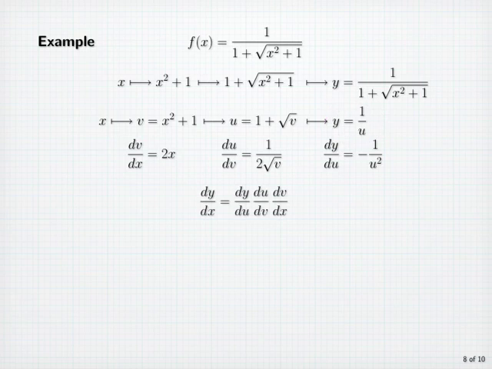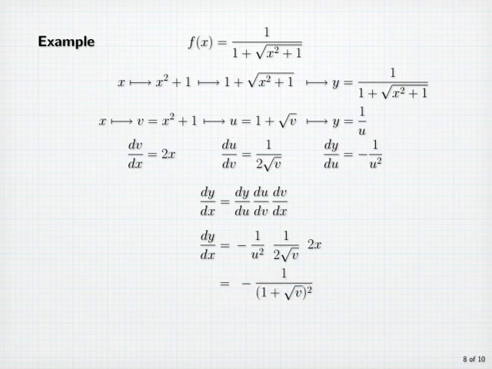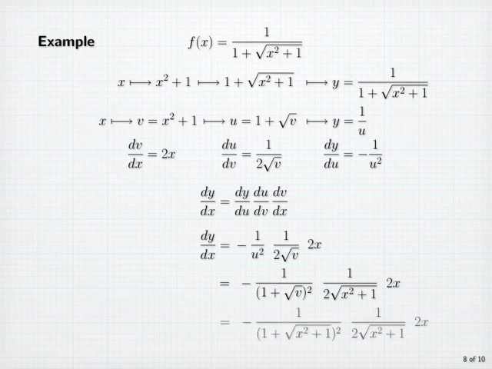So, chain rule says that dy dx is equal to dy du, which is minus 1 over u squared, times du dv, which is 1 over 2 root v, times dv dx, which is 2x. So we have our derivative there expressed in terms of all three variables x, u, and v. We can now substitute u equals 1 plus the square root of v, and then again substitute v equals x squared plus 1 to obtain the same result that we saw before.